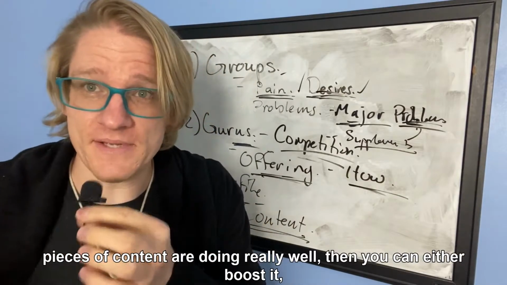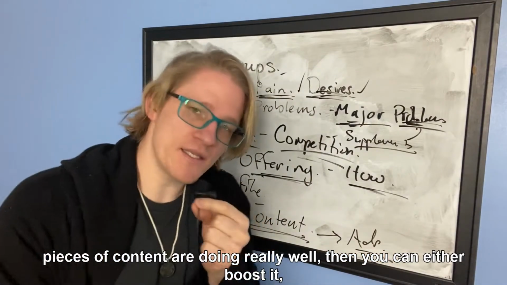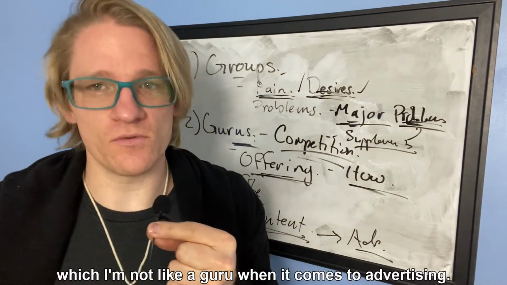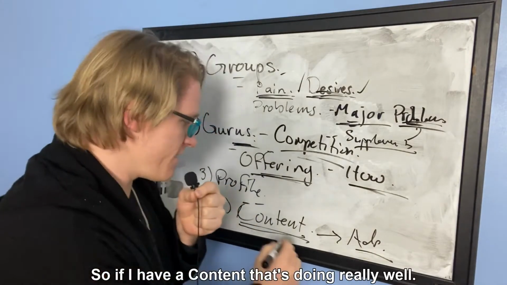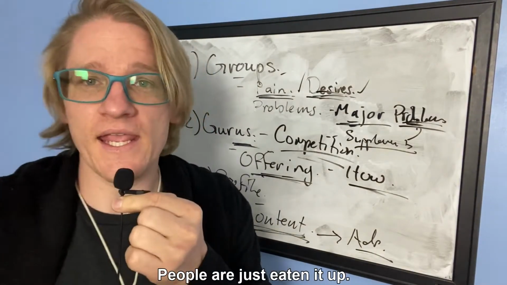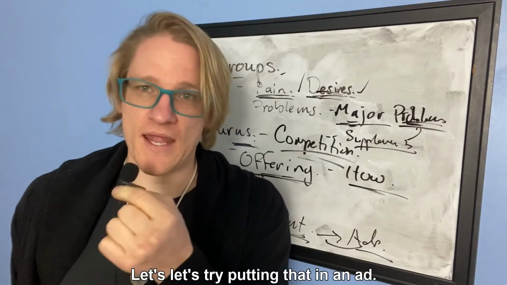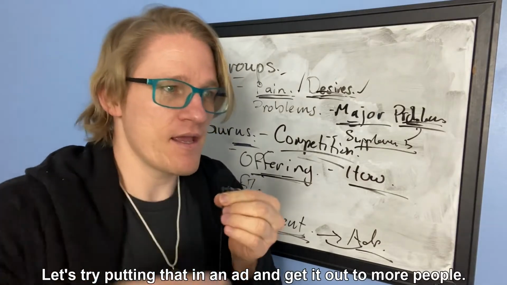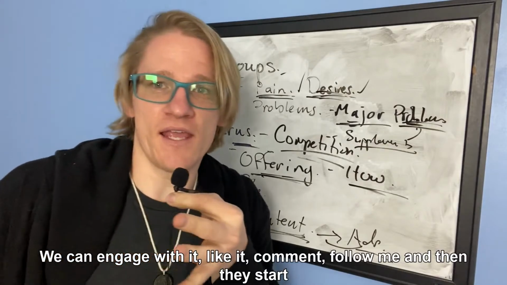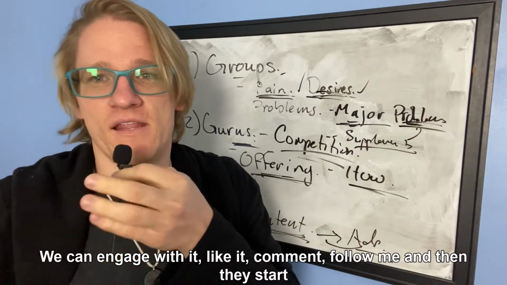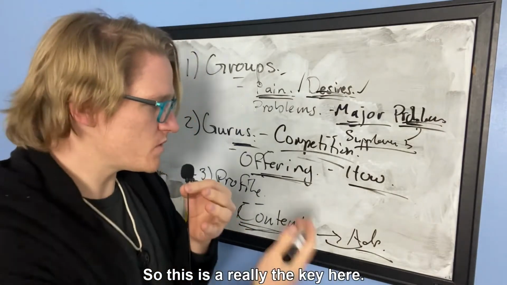And then if certain pieces of content are doing really well, then you can either boost it, which I'm not like a guru when it comes to advertising. I just know ads are a way to get in front of more people. So if I have content that's doing really well, people are just eating it up, they love it, they're liking it, they're sharing it, I'm going to say, hey, you know what, let's try putting that in an ad. Let's try putting that in an ad and get it out to more people. So more and more people can engage with it, like it, comment, follow me, and then they start getting into my ecosystem here. Okay, so this is really the key here.